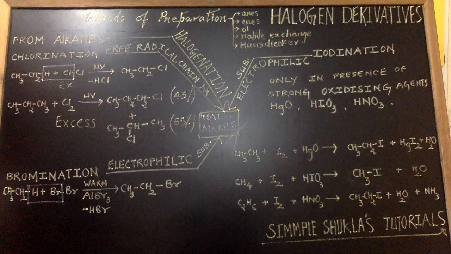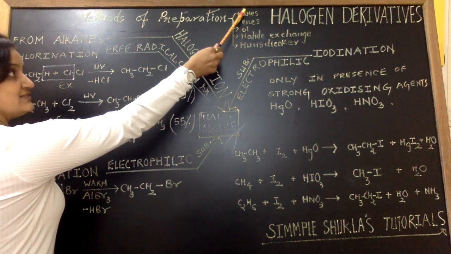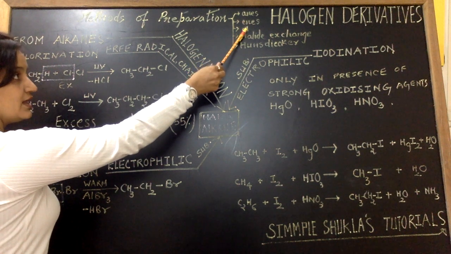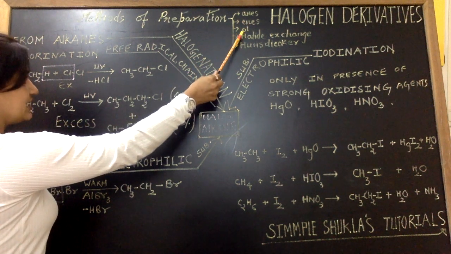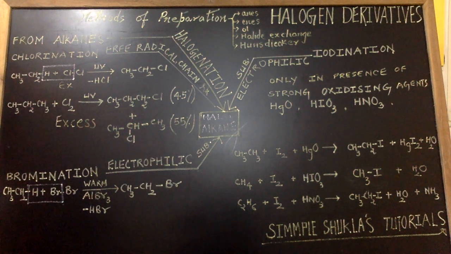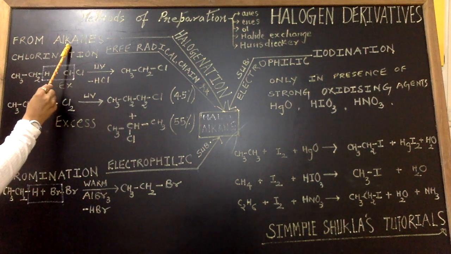See, in the methods of preparations of haloalkanes, we have got 5 methods. We can prepare haloalkanes from alkane, from alkene, from alcohol, by halide exchange method, and finally the Hunsdiecker reaction. So there are in all 5 methods to prepare haloalkanes. The first method is from alkanes.